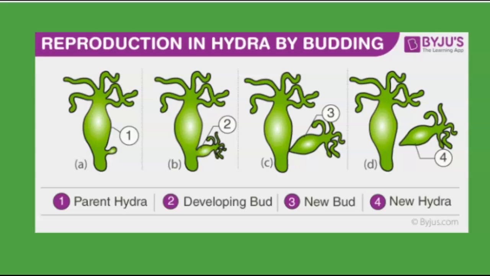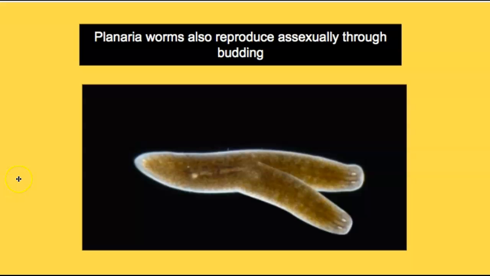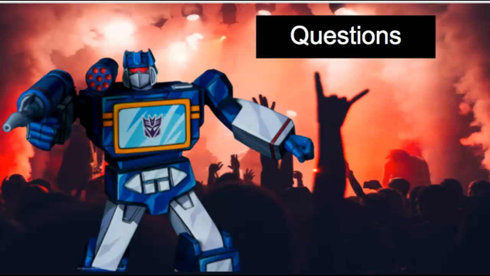Nothing has changed here. Another example of an organism that does this is a planaria worm. We can see here that it's creating a totally second organism off itself that eventually is going to split off it and will become an organism. But it's very important to know that it's creating an exact copy of itself. Okay, now I'd like you to answer these questions.